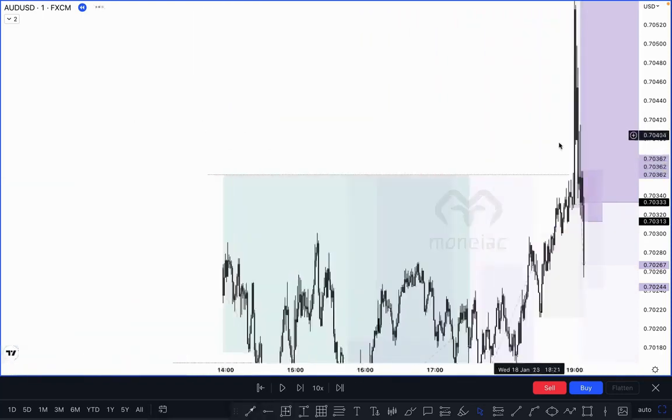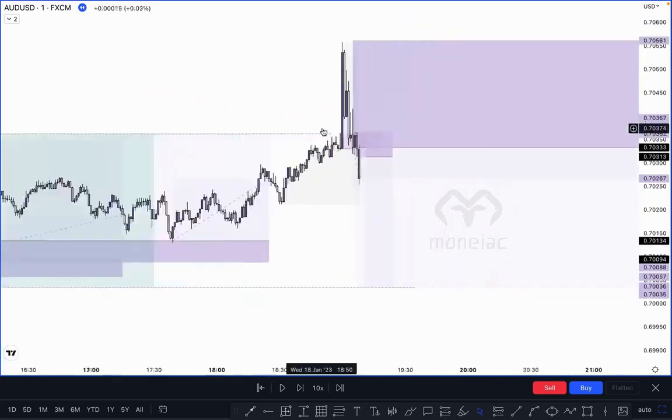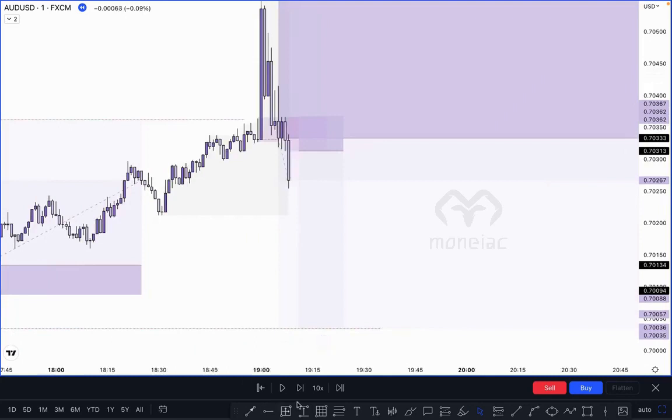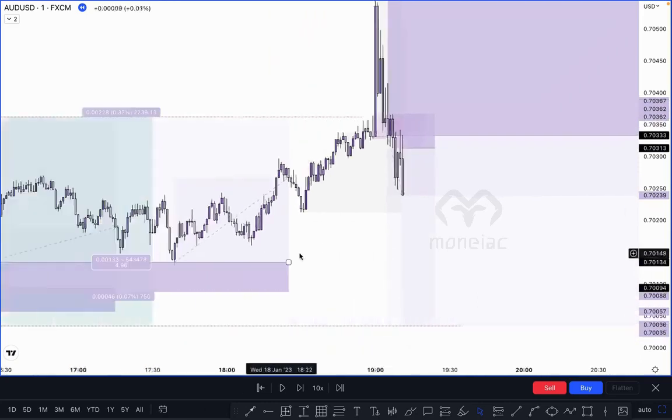And where is your target? Your target is the London session low, which is here. So simply you can sell here like this. Let's see what happened next after this move. Finally, the market mitigated your entry zone, and now your target is here. Let's see what happened next after this move.